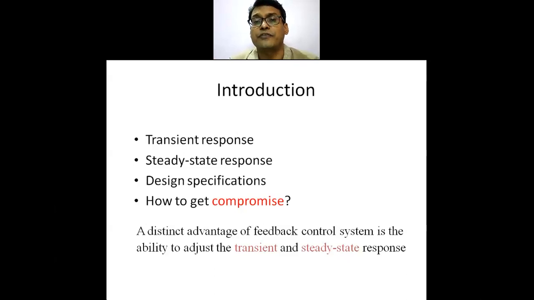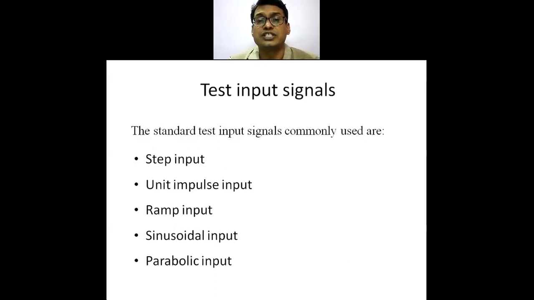So these two types of responses are there: one is the transient response and the second is the steady state response. Now what its design specifications are, how to compromise for this, that is a different story. A distinct advantage of the feedback control system is the ability to adjust the transient and the steady state response. We can easily distinguish that. Now there are different input signals, different forcing functions. Different input signals are nothing but the different forcing functions.